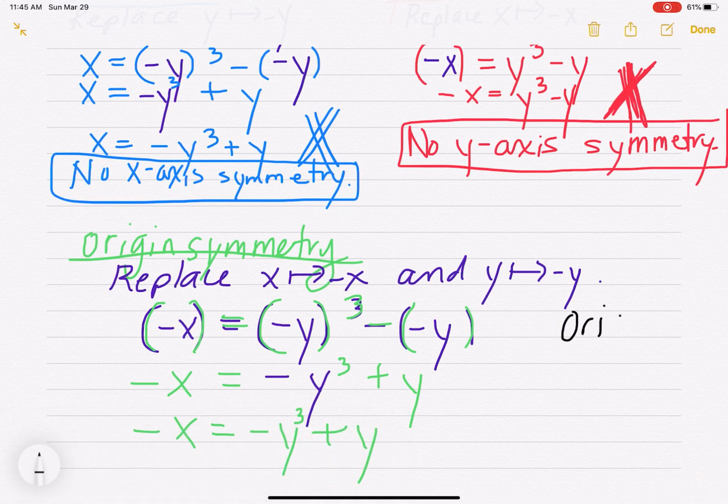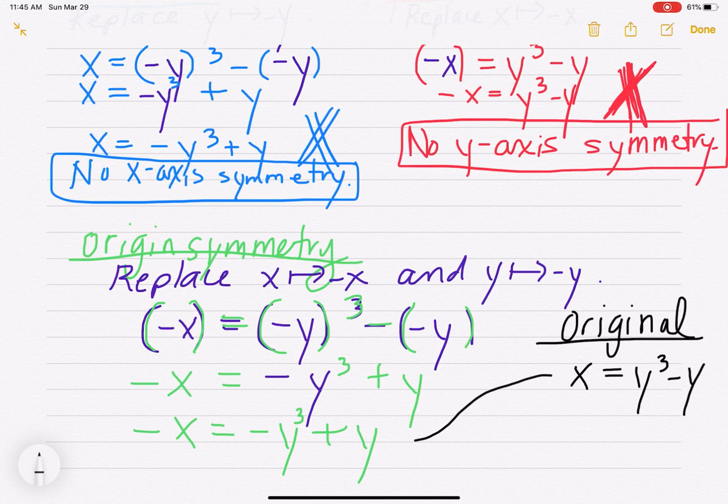The original is right here to the side, so we don't lose track of it. X equals y cubed minus y. So the question is, are these two equations the same? Negative x equals negative y cubed plus y, and x equals y cubed minus y. A lot of people are inclined to say no, but it turns out that these are actually the same equations. These are equivalent equations.